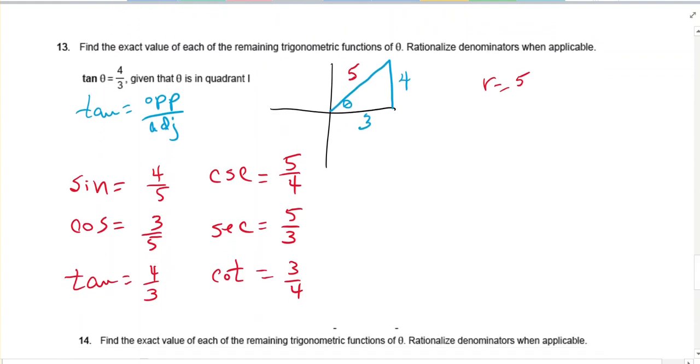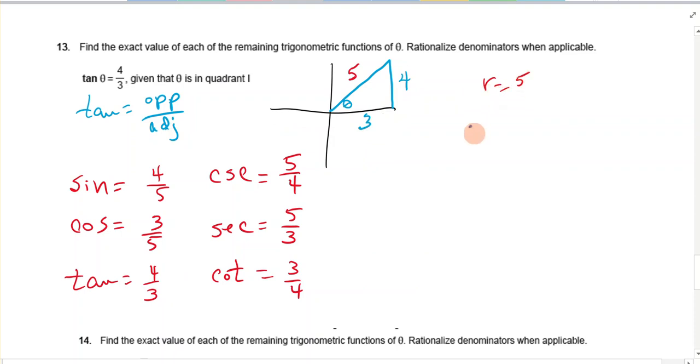Number 13. This one says find the exact value of each of the remaining trig functions, rationalize denominators when applicable. They give you that tan theta is 4 over 3 and it's in quadrant 1. So I always draw it, and it always comes out from the origin and then straight down to the x. So here's theta, 4 over 3. So y is 4, this is 3. You can figure out that r is 5.